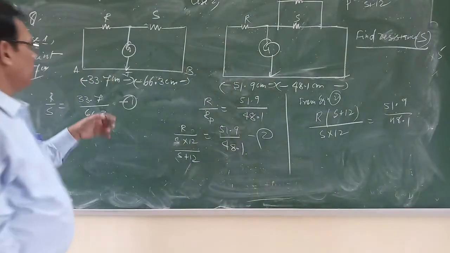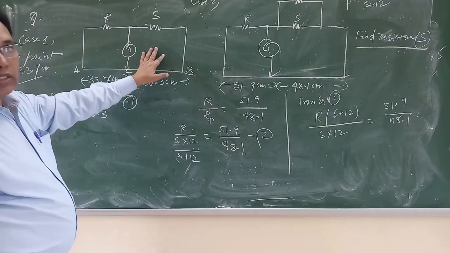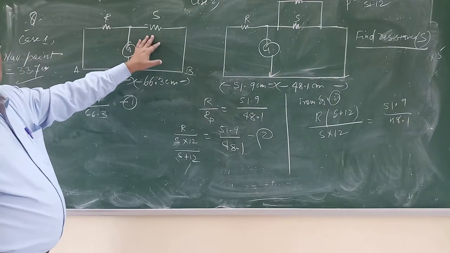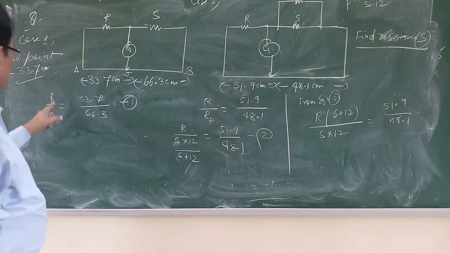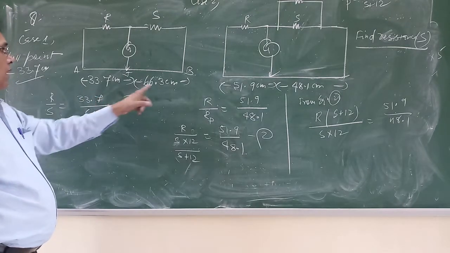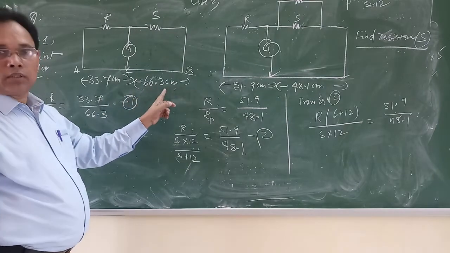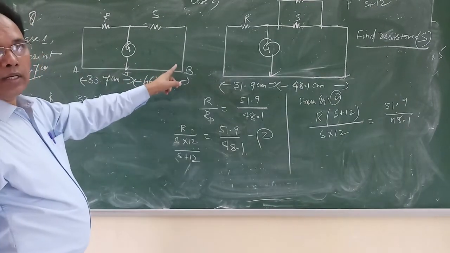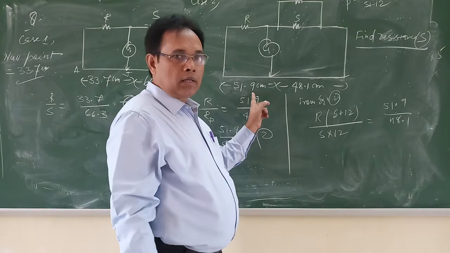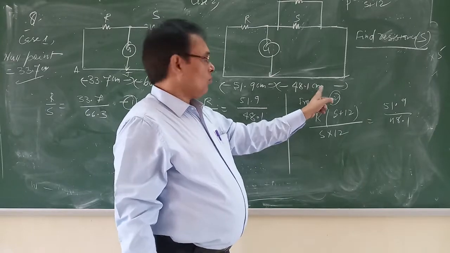So what do we have to do? When the null point is obtained, the galvanometer shows zero deflection. In this case, the bridge is balanced. So the ratio of the resistances of alternate arms are equal. So R by S equals the resistance across this length, that is 33.7 by 66.3. 100 minus 33.7 gives 66.3 centimeter because the total length is 100 centimeter. This is the first equation. For the second equation, if the balance point is 51.9 centimeter, then 100 minus 51.9 is 48.1 centimeter.